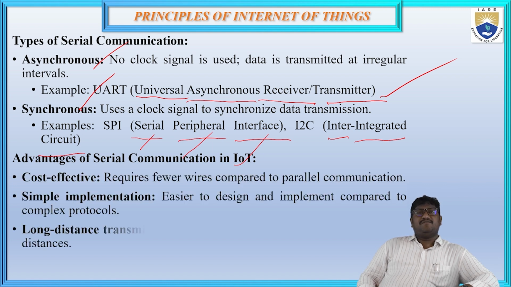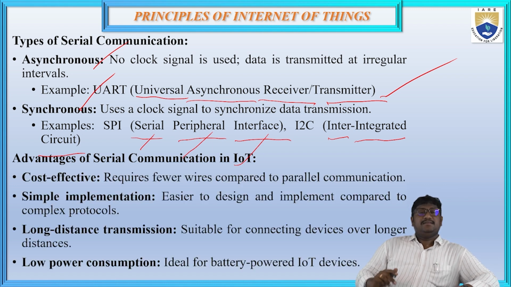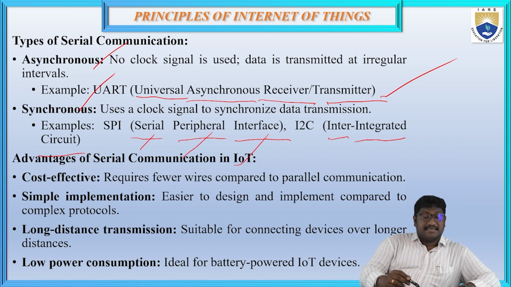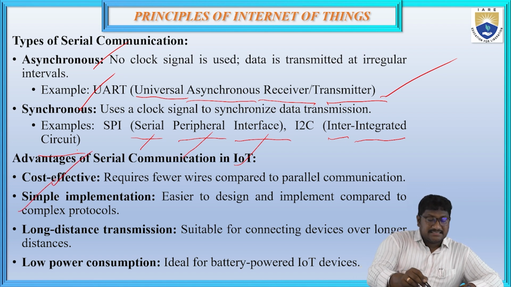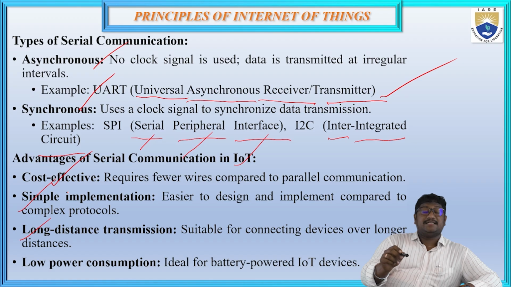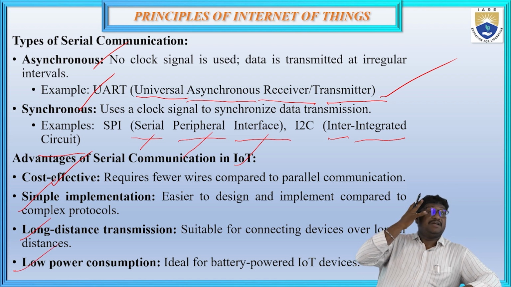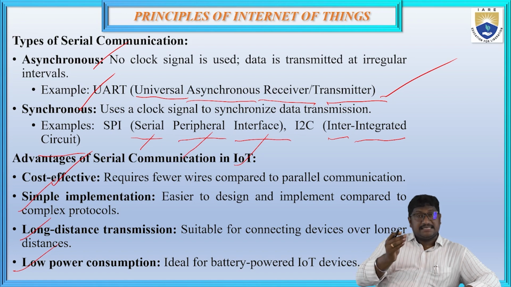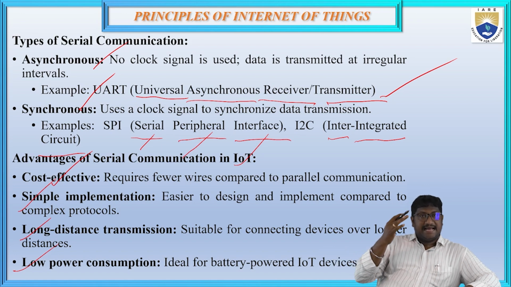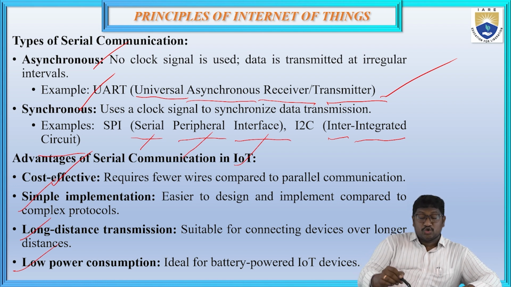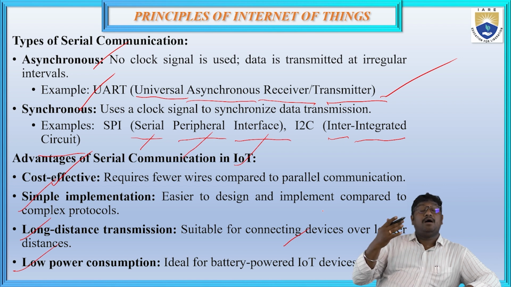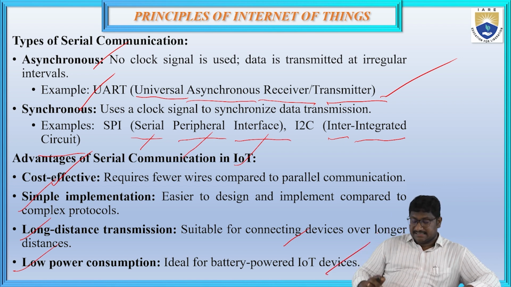What are the advantages of using serial communication? The main advantages are that it is cost effective, simply implementable, has long distance transmission, and has low power consumption. Cost effective, because it requires only a few wires compared to parallel communication, and it is very easy to design and implement compared to complex protocols. Long distance transmission is suitable for connecting devices over long distances, and low power consumption is ideal for battery powered devices.